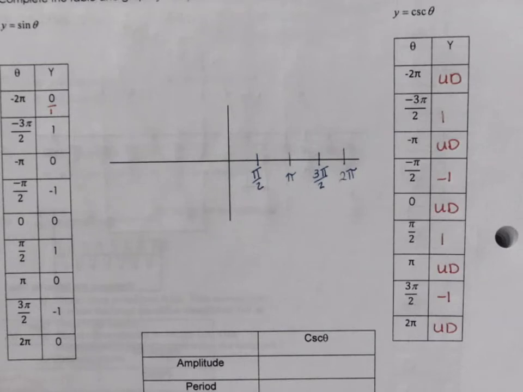So what am I going to do here? I'm going to do pi. Do 2 pi. 3 pi over 2.